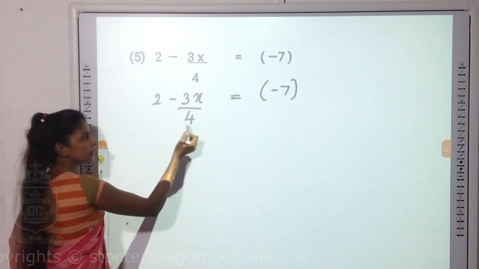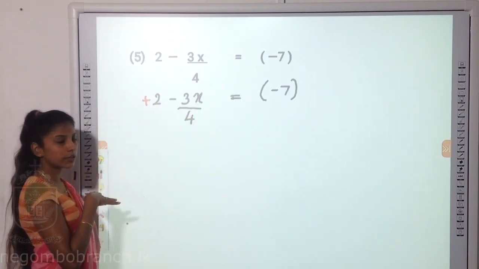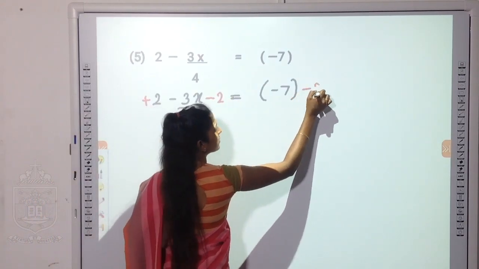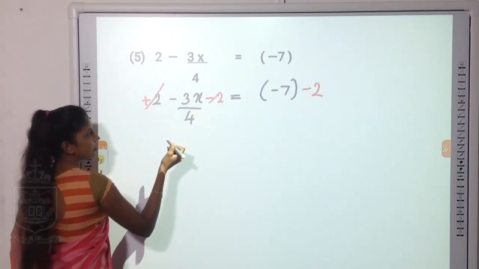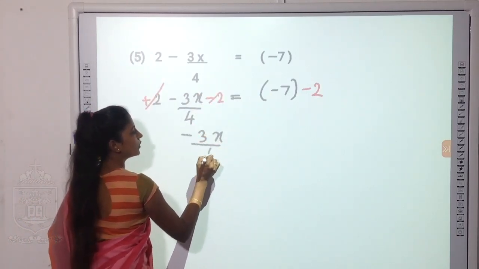Negative is the sign of this term. Sign of 2 is positive. Always the sign is in front of the number. So in order to remove plus 2, you can subtract 2 from both sides. 2 and 2 will be removed, and what is remaining here is minus 3x over 4.